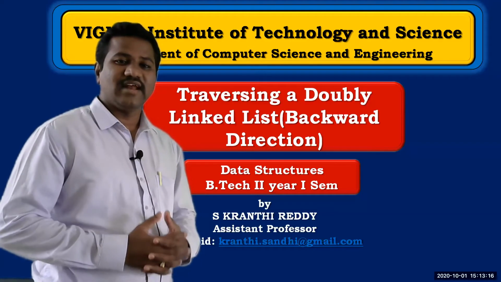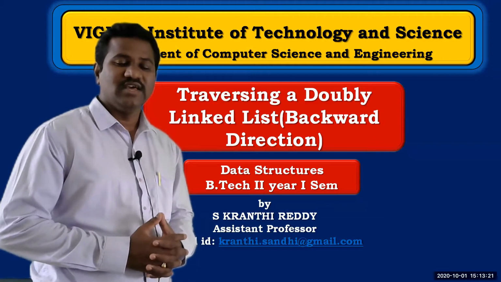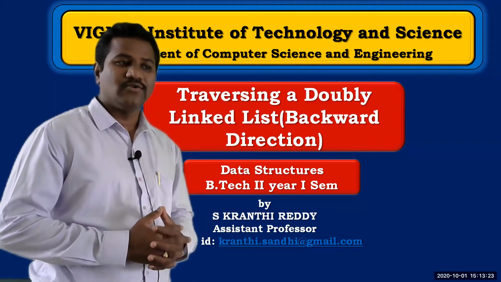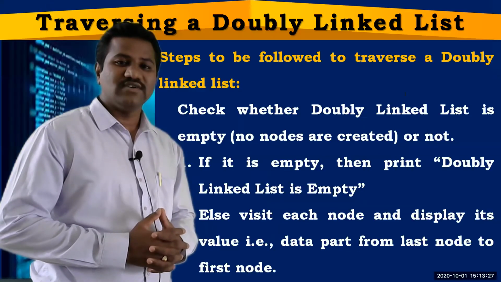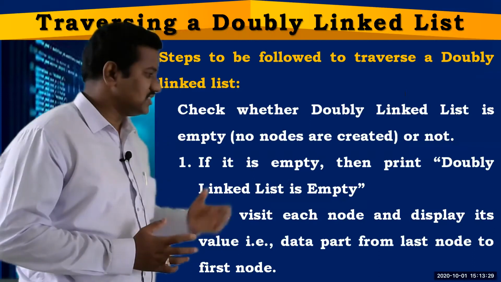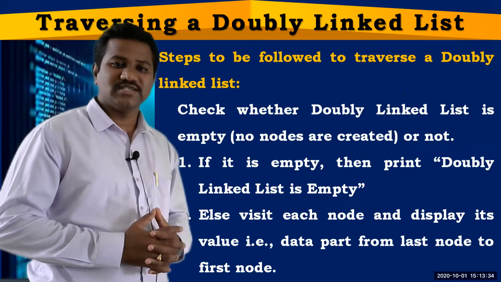Hi everyone. In the last session, we have seen how to traverse a double linked list in forward direction. In this session, we'll be discussing how to traverse a double linked list in a backward direction. In order to traverse a double linked list in backward direction, these are the steps that we need to follow. We need to check whether the double linked list is empty or not.